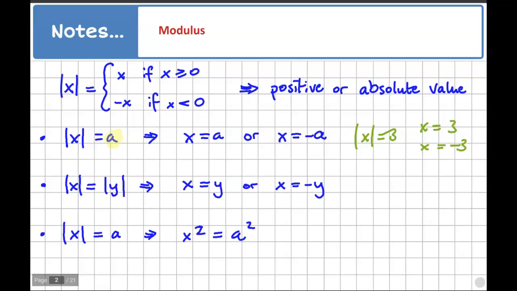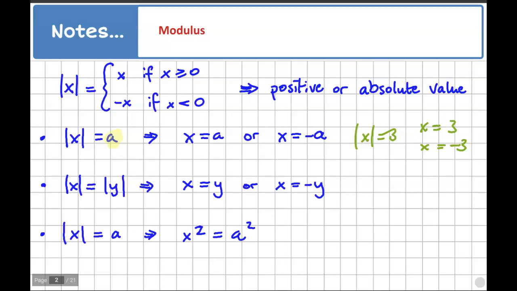We can extend that also to other functions as well. So let's just say, for sake of argument, rather than a constant, it might well be another function involving x's and so forth. Then the same idea basically holds. Likewise, if you have a modulus equal to another modulus, then you can say the same thing. The thing inside the first modulus is equal to either the positive or the negative version of the other expression on the right hand side.